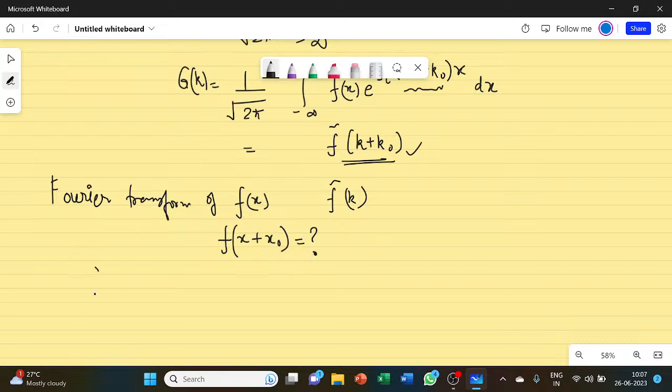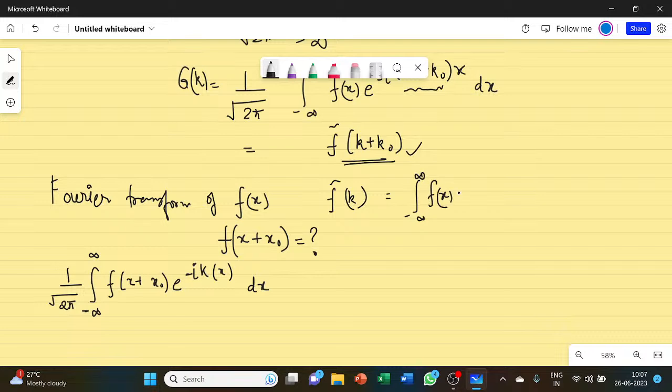The Fourier transform of f of x plus x naught will be 1 upon root over 2 pi, integral from minus infinity to infinity of f of x plus x naught, e to the power minus iota k x dx. What was f tilde k? F tilde k was the integral from minus infinity to plus infinity of f of x e to the power minus iota k x dx. Okay, this is your f tilde k.